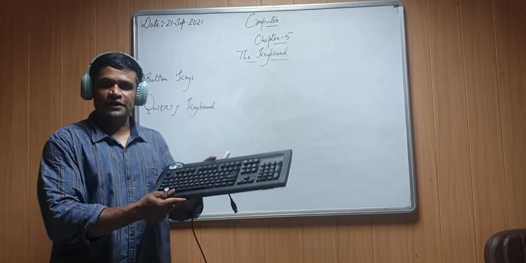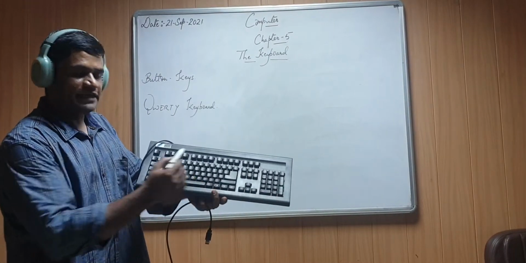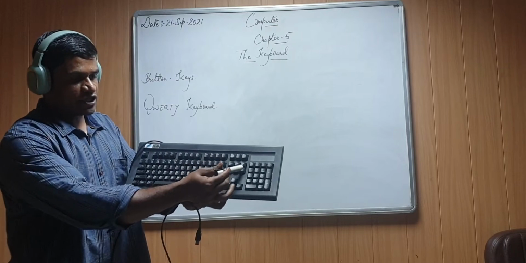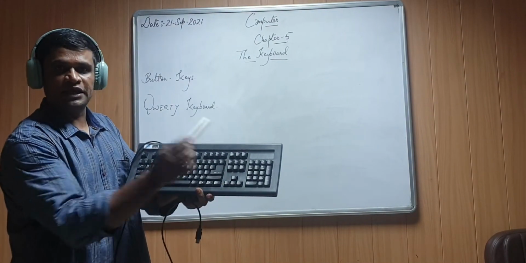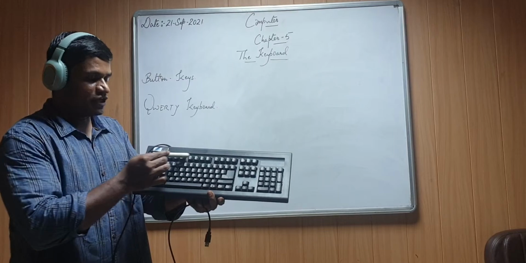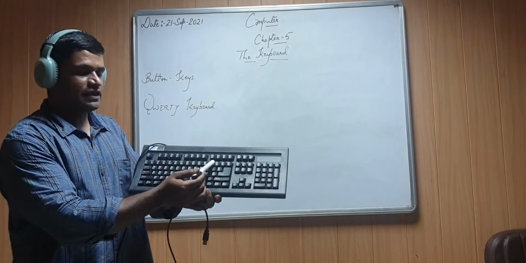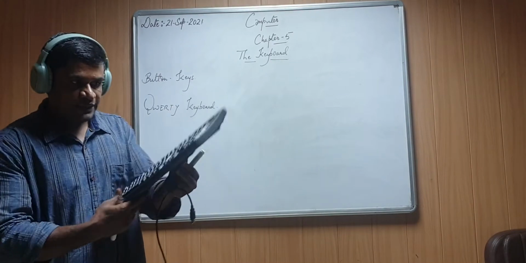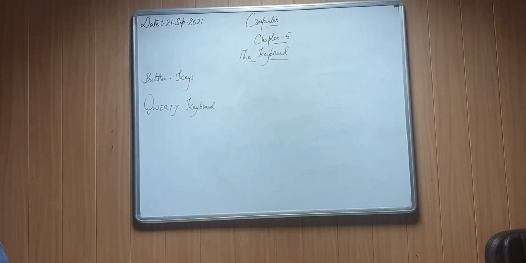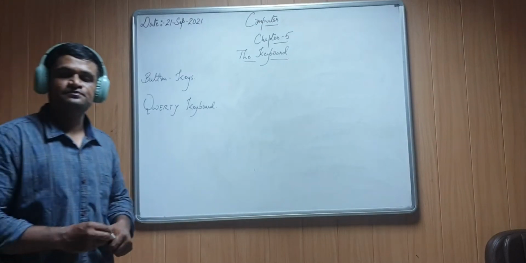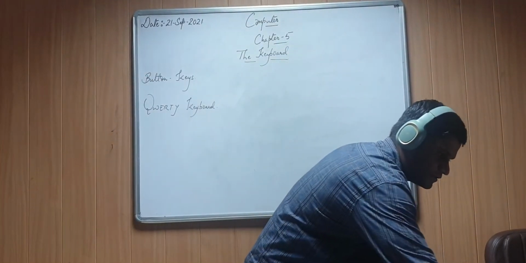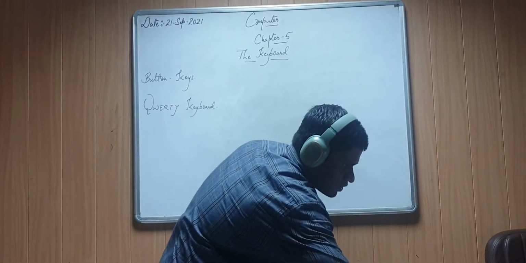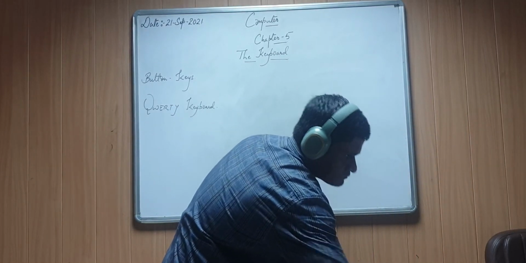It consists of different keys like alphabet keys, special keys, navigation keys, numeric keypad, function keys, number keys, and alphabetic keys. So, in this chapter, we are going to talk about these types of keys. After this, I will be sharing the chapter reading session along with the exercise part for chapter number 5.